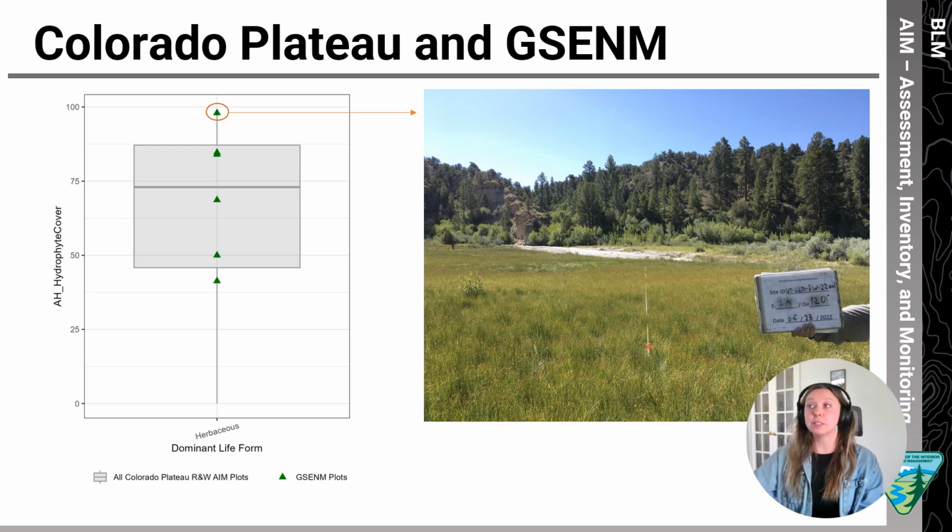We can also start to look specifically at where riparian and wetland plots in the Grand Staircase fall within that distribution of observed indicators across the Colorado Plateau. So as another example, the box plot on the left shows the distribution of hydrophytic species cover for herbaceous dominated riparian and wetland plots, with the green triangles indicating Grand Staircase specific plots. While values varied across the Grand Staircase plots, one of the plots with the photo on the right had some of the highest hydrophytic species cover across all plots sampled in the Colorado Plateau.